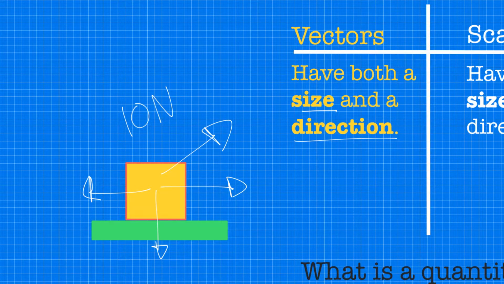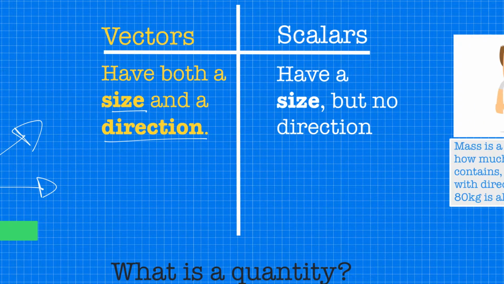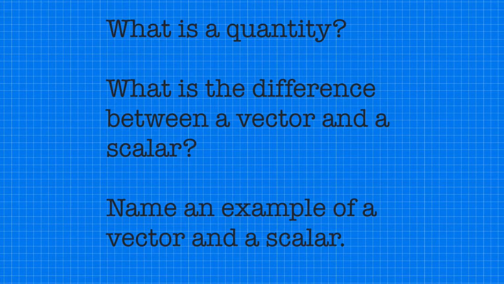Now that we've been through that theory, you should be able to answer the following progression questions. What is a quantity? What is the difference between a vector and a scalar? And you should be able to name an example of a vector and a scalar.